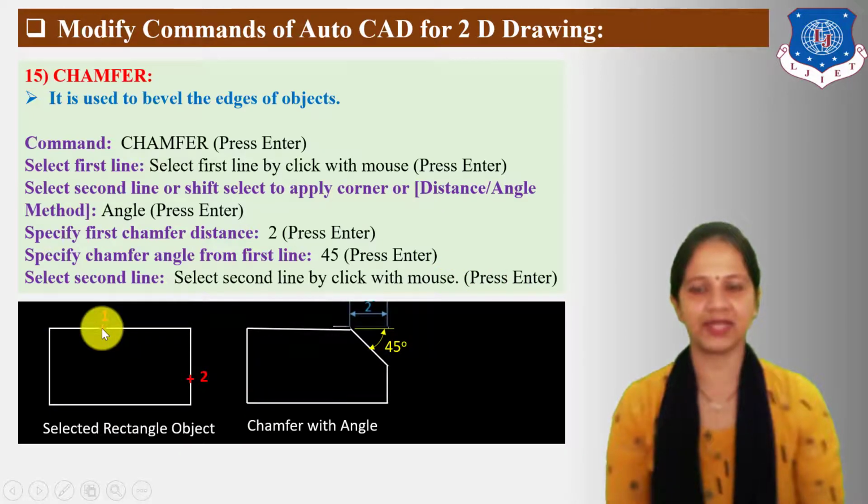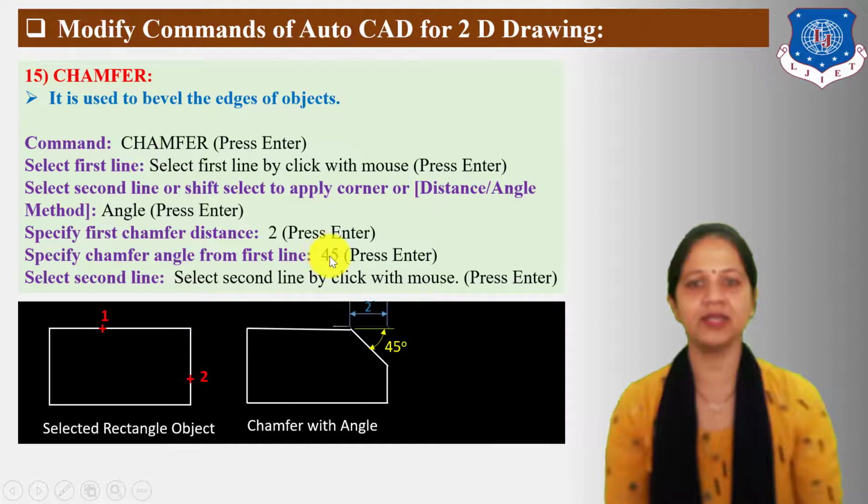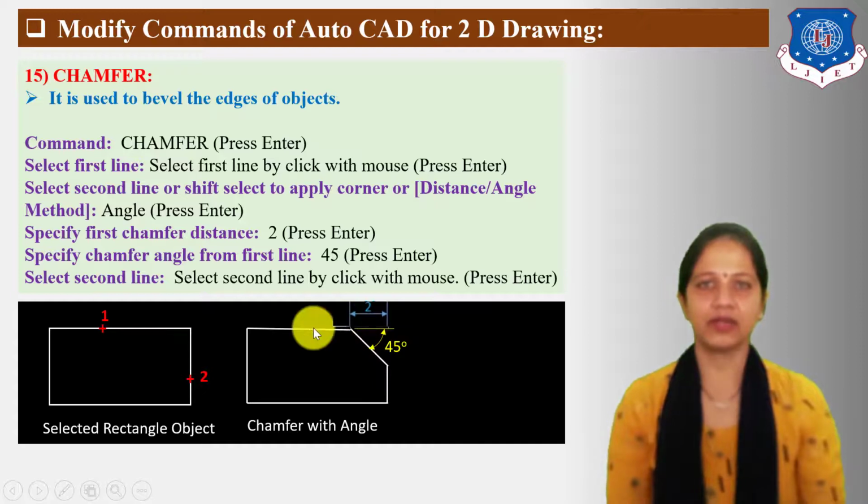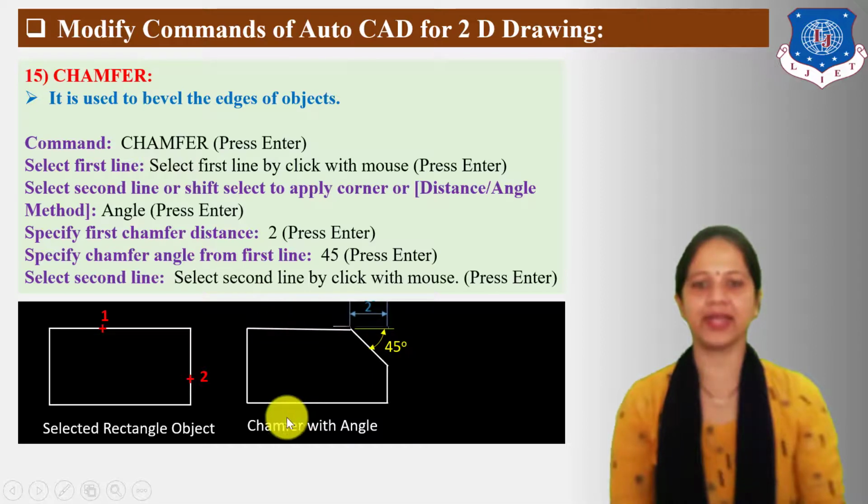This is our first selected point. The chamfer is created from this line, and the angle for the chamfer is taken as 45 degrees and the distance or unit is taken as 2 for this second selected line. After applying the chamfer command with the angle method, the chamfer is created between these two lines. The length for this first line is 2 units and the angle from this first line is 45 degrees. So here this rectangle indicates a chamfer with angle after applying the chamfer command using the angle method.